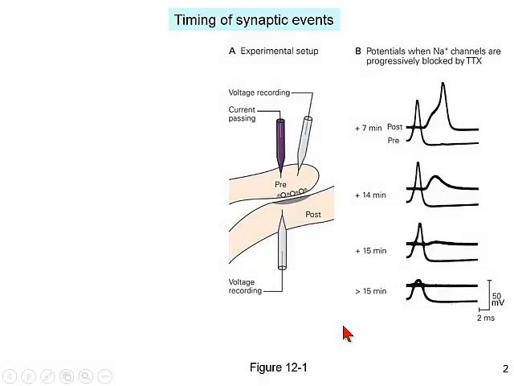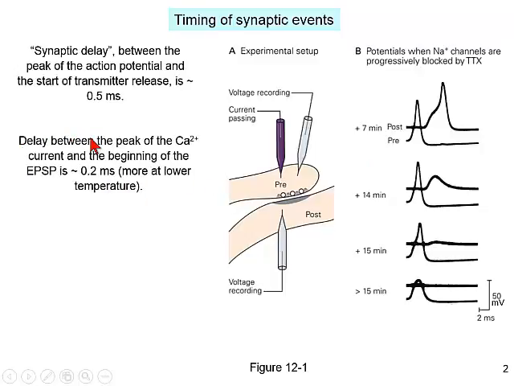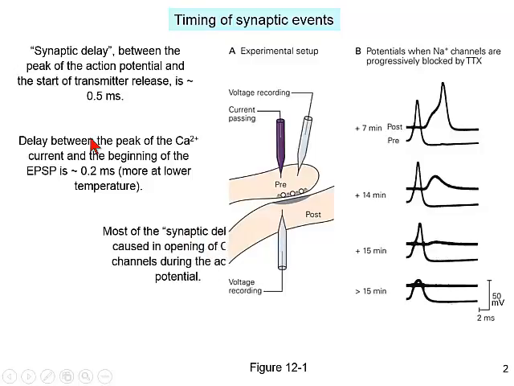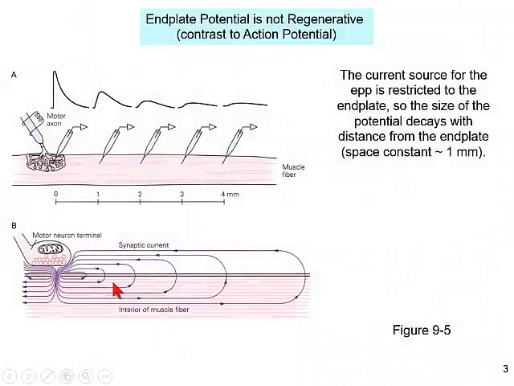Last time we talked about the timing of synaptic events. We talked about a very favorable preparation, the giant synapse of the squid, the presynaptic, and then the postsynaptic, which is the squid giant axon. We talked about the timing elements, the synaptic delay, depending on the temperature, is about half a millisecond. And most of that delay is actually caused by opening calcium channels during the presynaptic action potential. And the size and timing of the EPSPs then can be modulated by prolonging the action potential. And this often happens in neuroscience. Now we go to look at postsynaptic events in more detail.